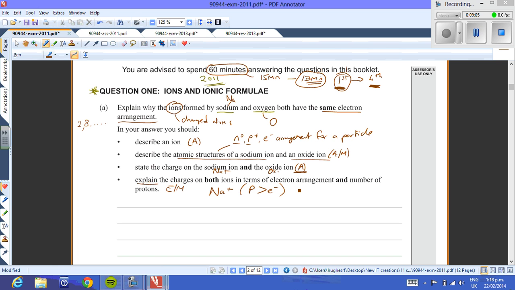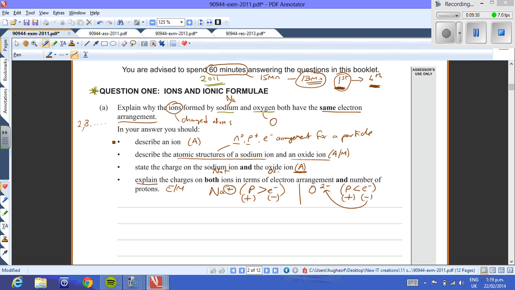So the proton number is greater than electrons because this stuff is positive and this stuff is negative. So you have an overall positive charge as a result. Whereas for the oxygen situation, which is O2- oxide, the proton number should be less than the electron number, and that means you have an excess of negative charge on the oxygen. Easily illustrated if you write down the electron arrangements.